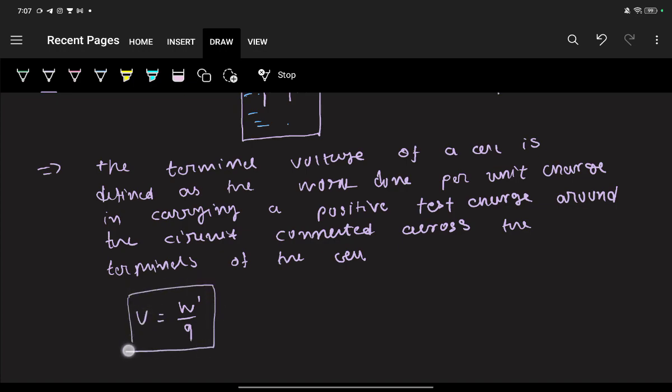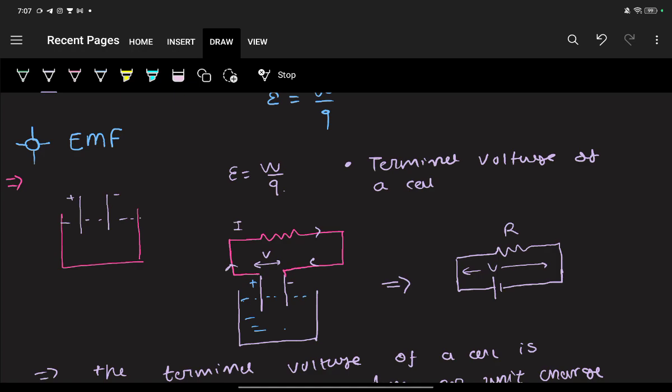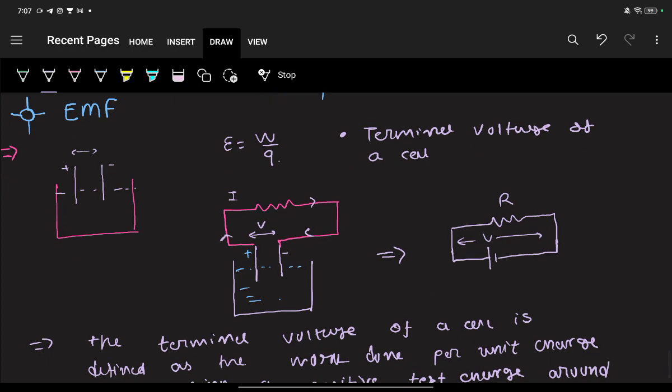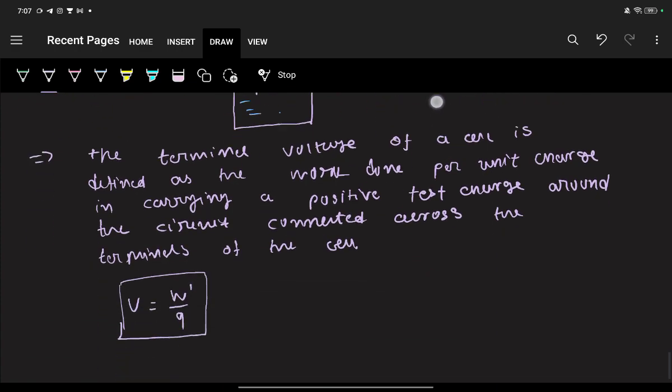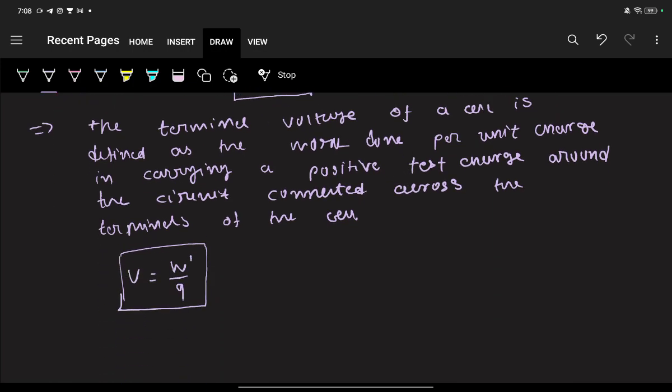Here the difference is we are carrying this charge through this circuit, okay? And in EMF, it was just the potential difference between the two electrodes when no external circuit is connected. So that was electromotive force, EMF. Here, if we connect the circuit with this battery, then we need to carry the charge through this circuit to the positive electrode. This work done per unit charge is known as terminal voltage.